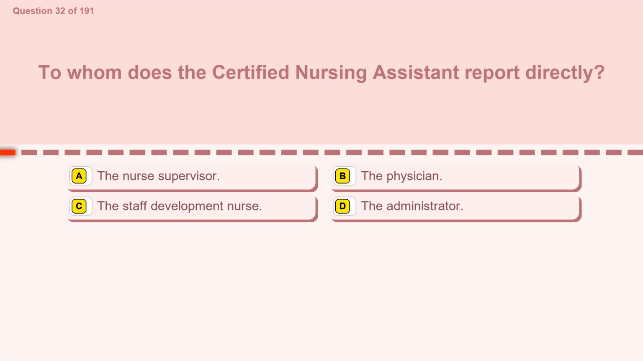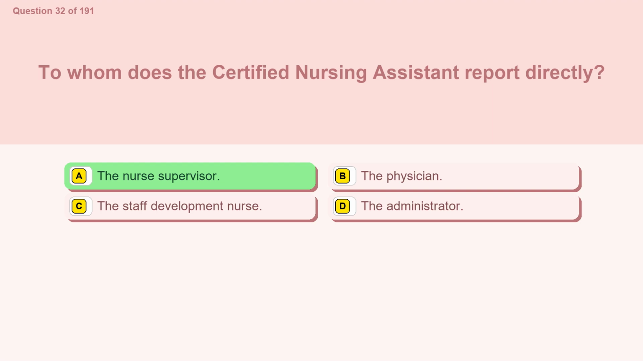Question 32. To whom does the certified nursing assistant report directly? Option A. The nurse supervisor. Option B. The physician. Option C. The staff development nurse. Option D. The administrator.